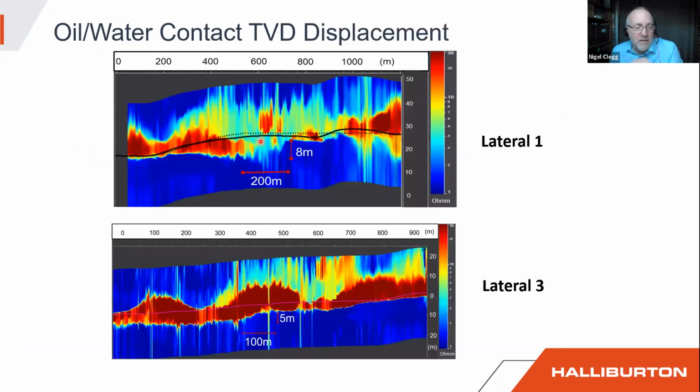When we look at some areas of that well, we can see how extreme the changes in that oil water contact are. So here there's an 8 meters TVD change over a 200 meter lateral distance. And again, on the other well, we can see in some areas 100 meters along the well path is a 5 meter change.